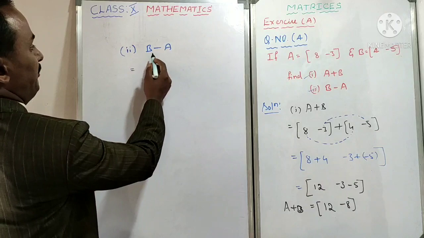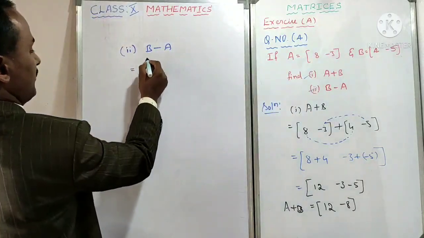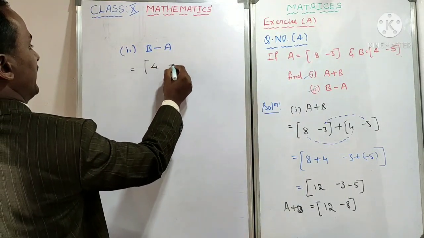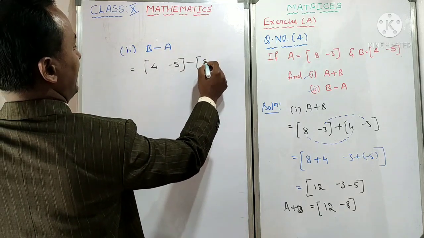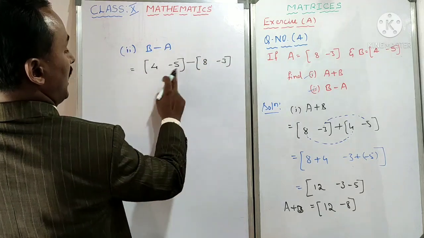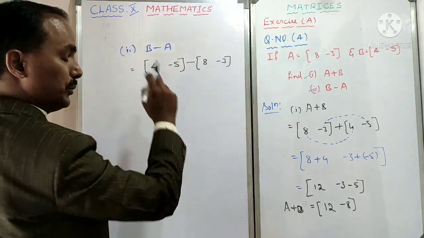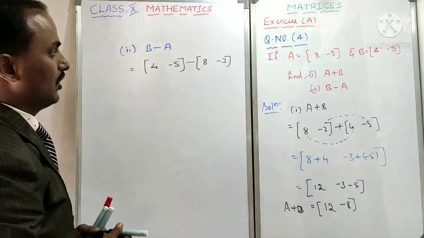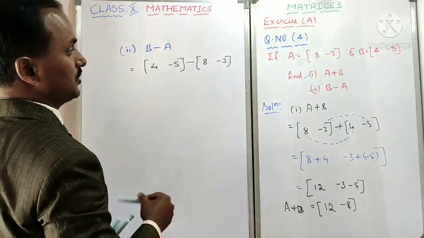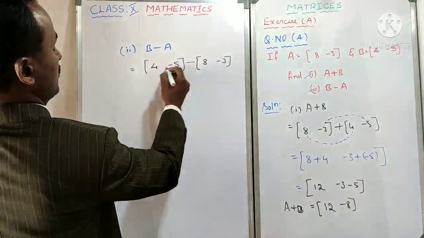See. Matrix B I will write here. In the place of B I will write matrix B: 4, minus 5. In between, minus is there. Again matrix A: 8, minus 3. Between the elements you must maintain space. Between matrix and matrix, what is the sign? The respective sign. What to do now? You should also use these arrow marks.